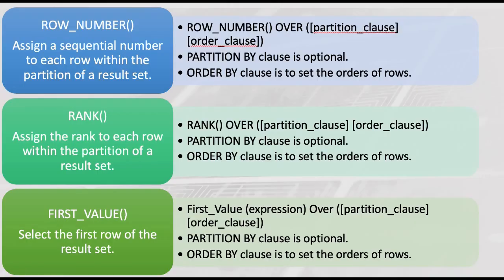I'm going to solve this problem using three different approaches. The first approach is using the row number function. The second approach is using the rank function. And the third approach is using the first value function. First, let's solve this problem using the row number function. The row number assigns a sequence number for each row within the partition of the result set. So this is the syntax of the row number function. It has a partition clause and an order by clause. The partition clause is optional and the order by clause is mandatory. So let's solve this problem using the row number function.